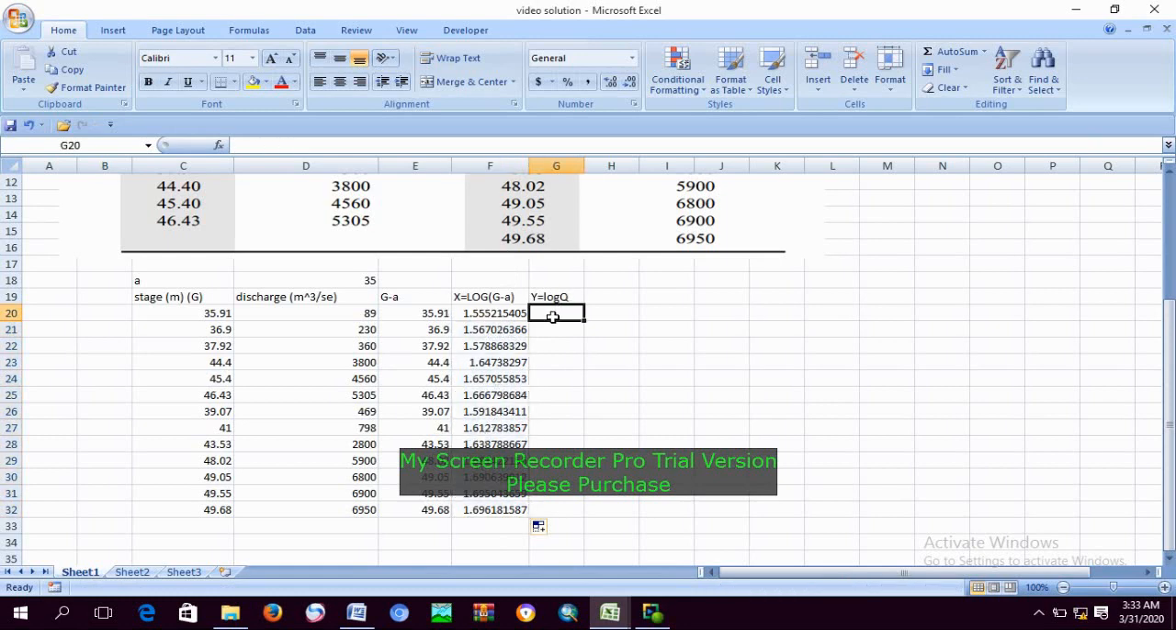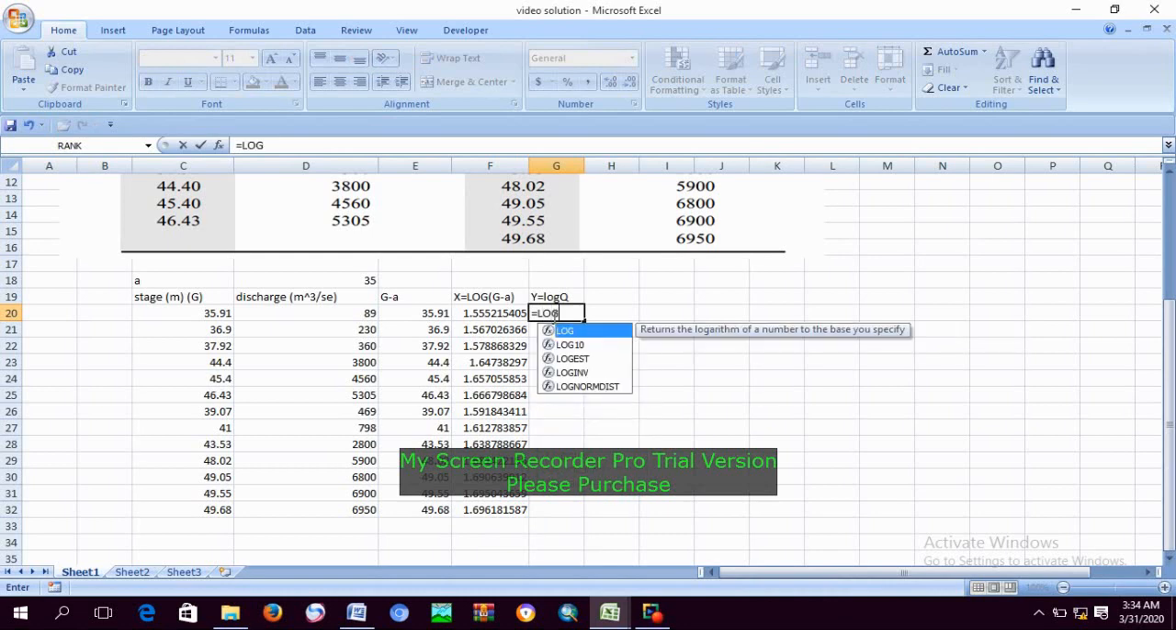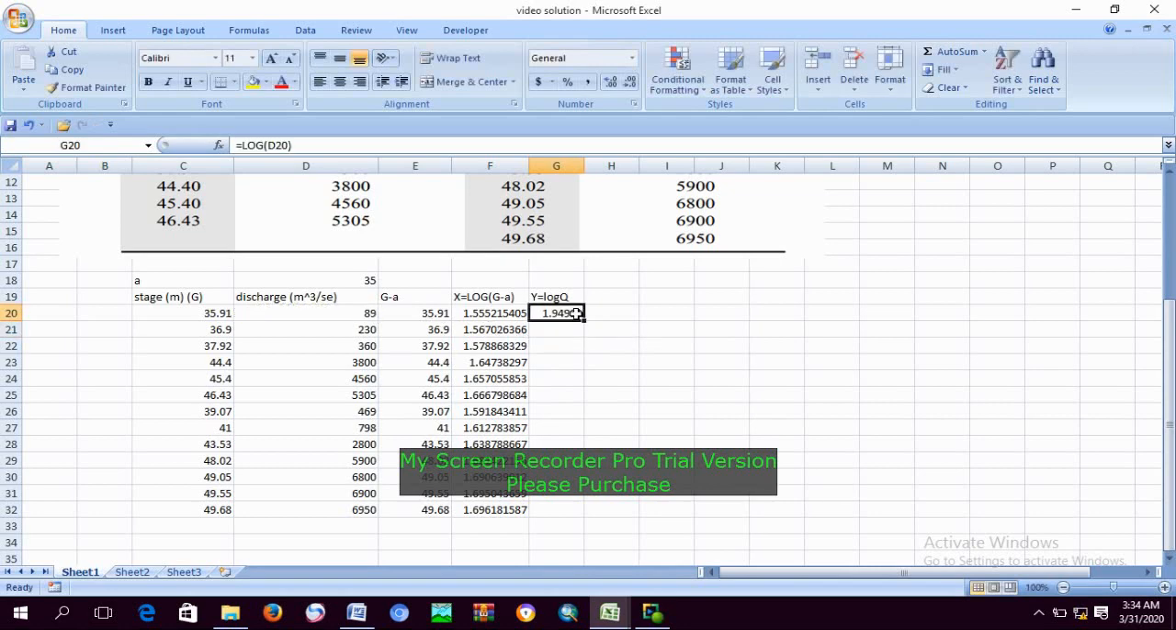using the common logarithm, and also calculate the value of y by using log equal to this value, and we can get the y value.